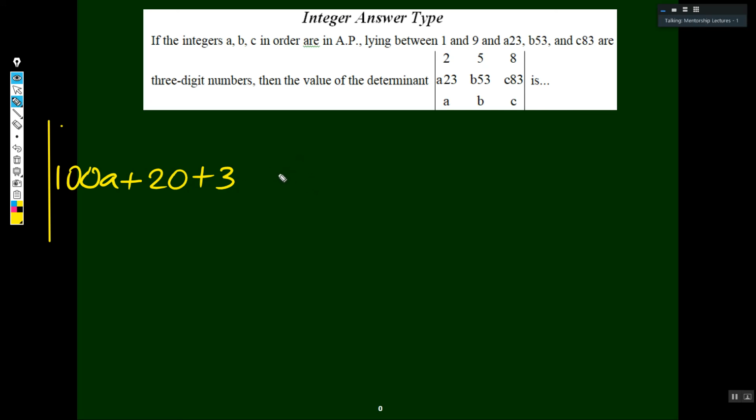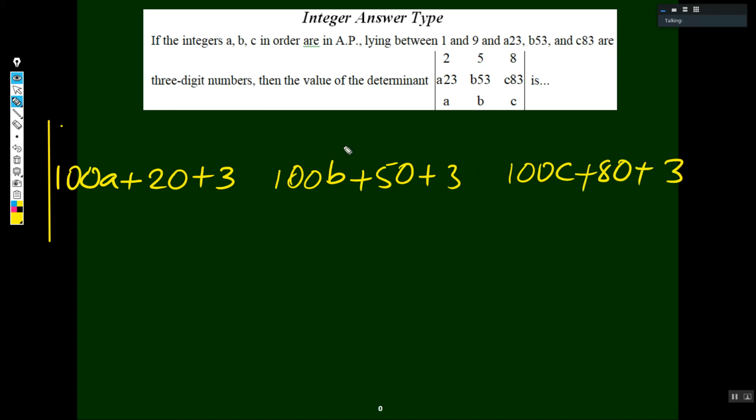And this one, 100B plus 50 plus 3. And this one, 100C plus 80 plus 3. Now, the first row, 2, 5, 8. And third row, A, B, C. By now, you must have got the idea.